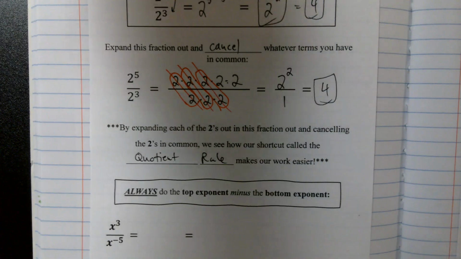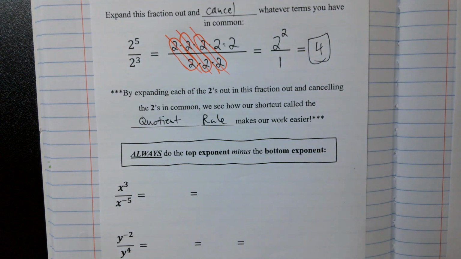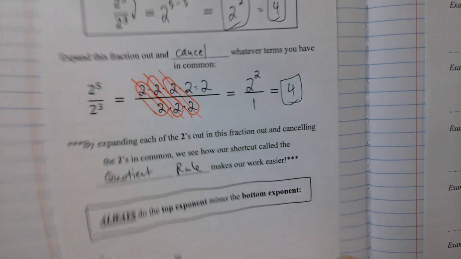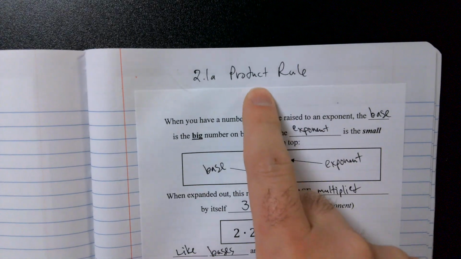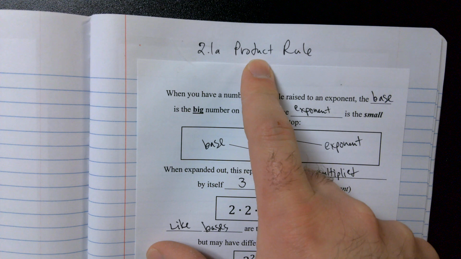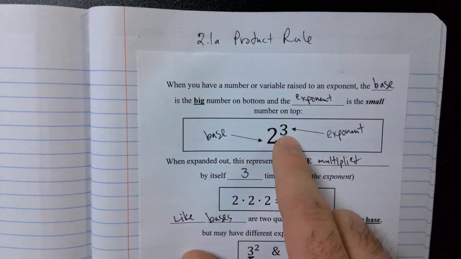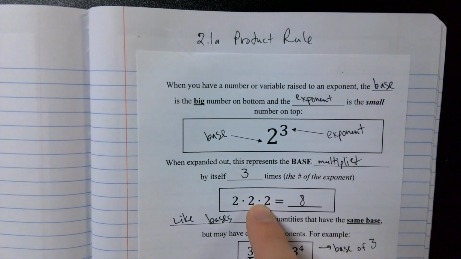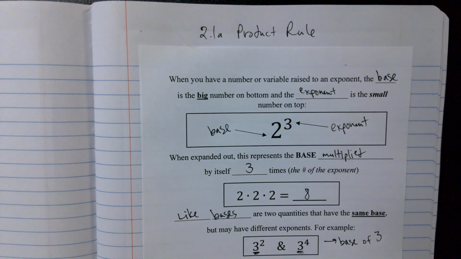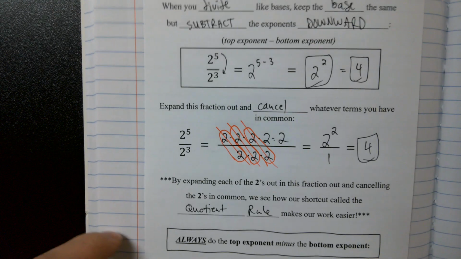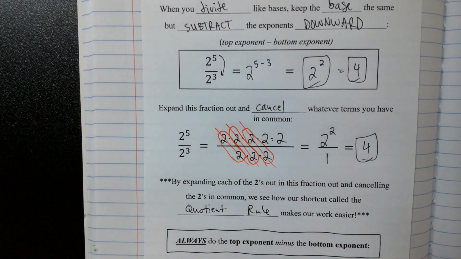Does anyone remember what is a quotient? What is a quotient? The answer to a what type of problem? Exactly. Just like before, the product rule. What's a product? The answer to a what type of problem? Close. This little dot here. Multiplication, right? If you multiply two numbers, your answer is the product. If you divide two numbers, your answer is the quotient.